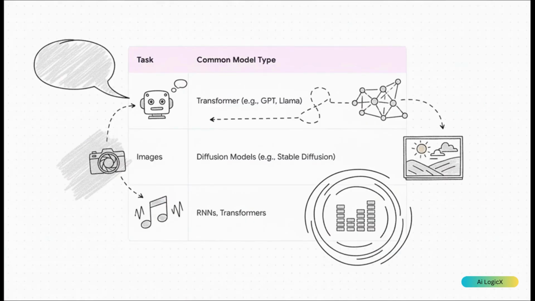And remember what we said about choosing the right tool for the job? Well, this is what that actually looks like in practice. For anything with text, like a chatbot, the go-to model type is the transformer. That's what's inside things like GPT and Llama. But if you want to create amazing images, you're probably going to look at diffusion models, which is the tech behind Stable Diffusion.